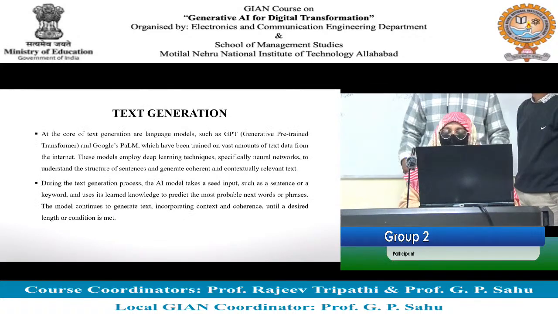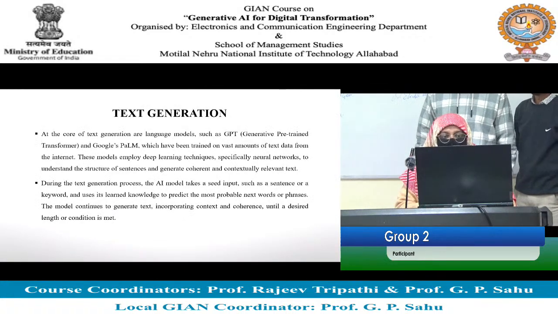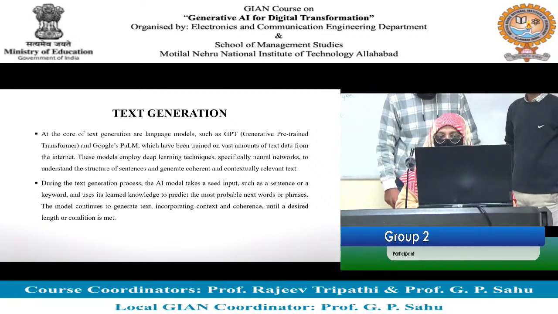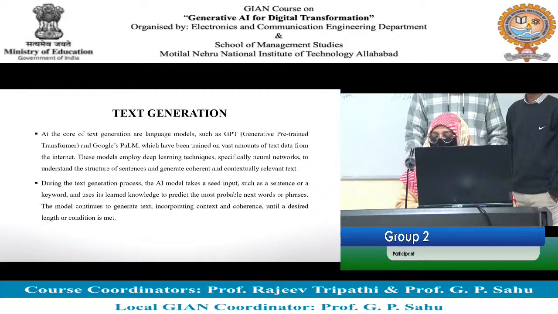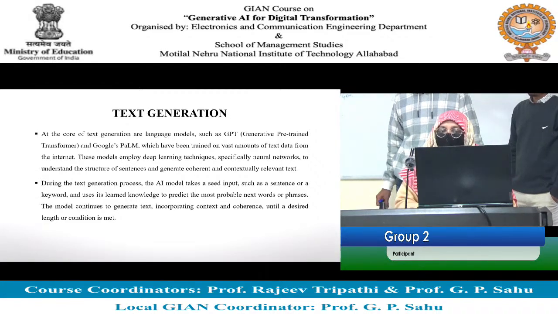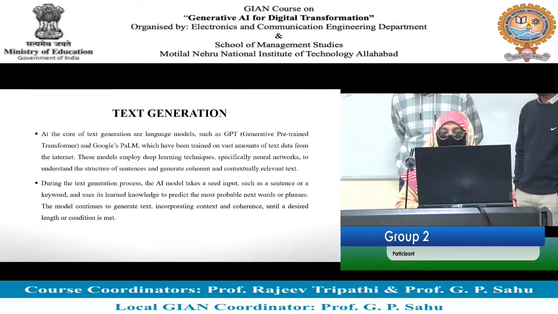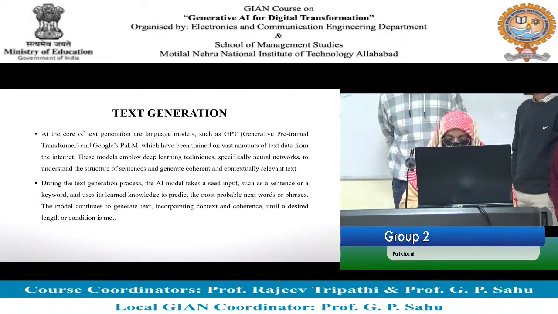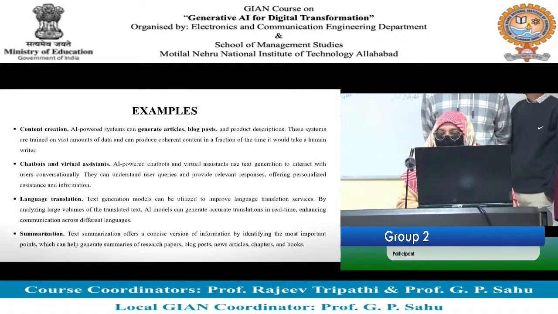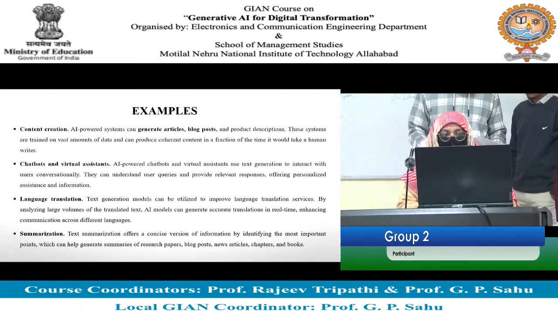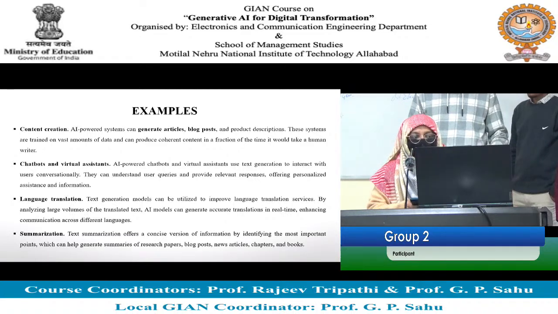Moving further, what is text generation? Text generation uses large language models like the Generative Pre-trained Transformer, most commonly known as GPT. They use deep learning techniques to understand the structure of sentences and generate coherent and contextually relevant text. What are real examples of text generation? We can use text generation for content creation, chatbots and virtual assistants, language translation, and summarization.